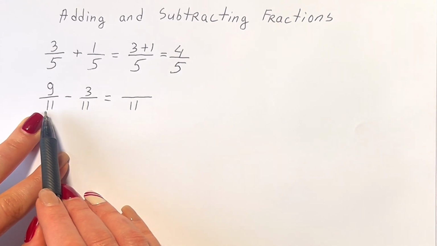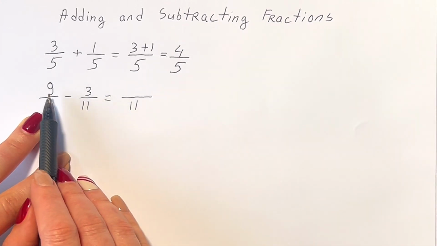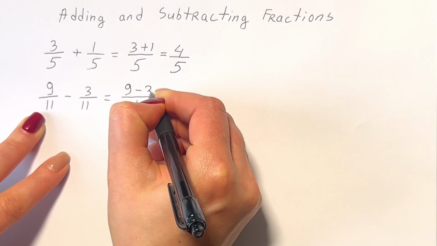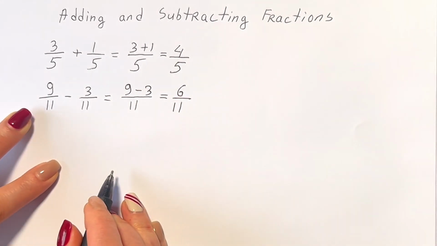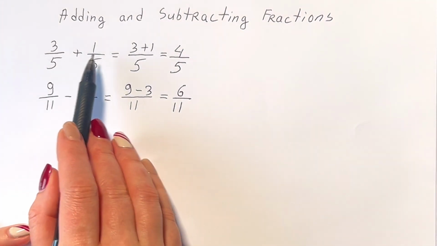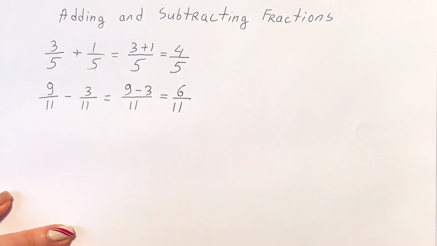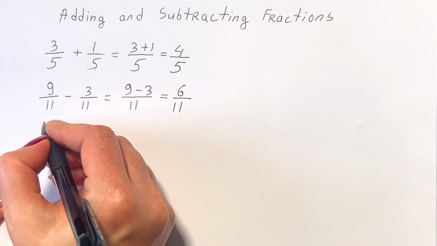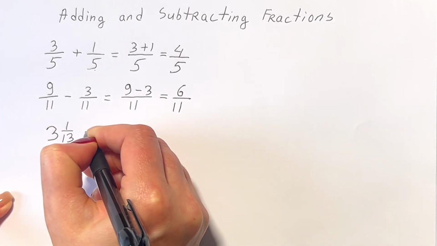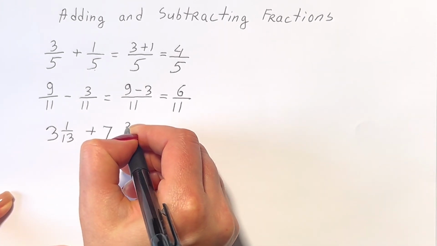How much more pizza did the first friend eat than the second one? So 9 minus 3 is 6. 6 out of 11 pieces of a pizza. So if the denominator is the same, we are just adding or subtracting the numerators. Okay, what about the mixed number? If I have, for example, 3 and 1 over 13 plus 7 and 3 over 13.